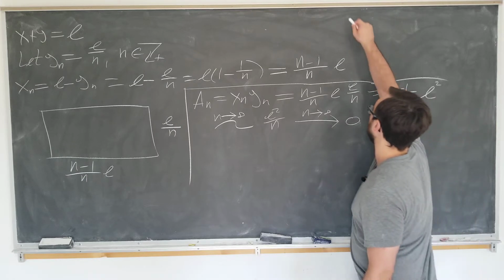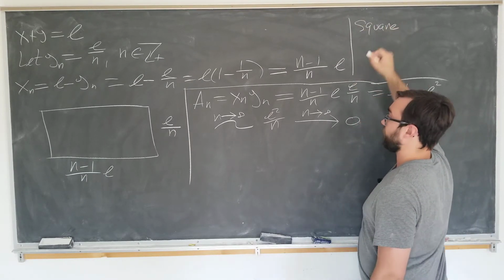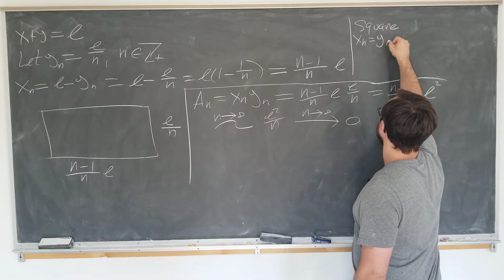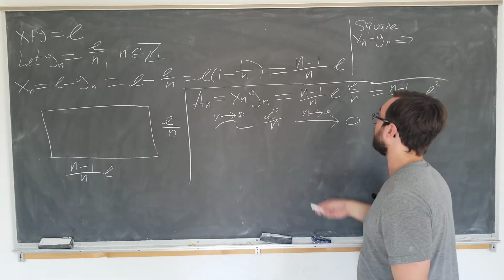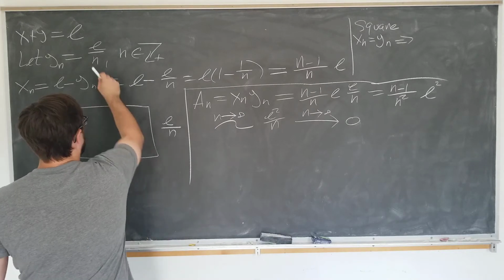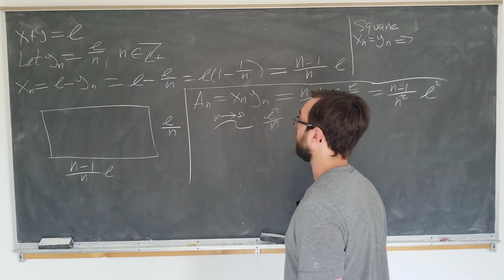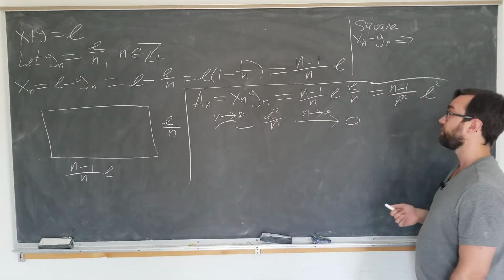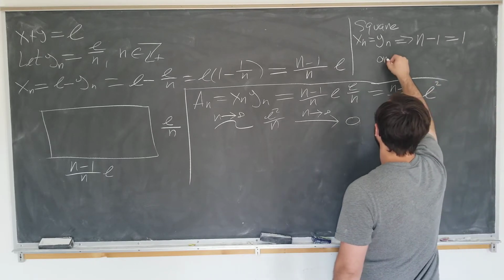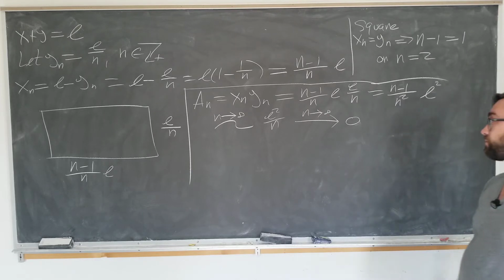And we want to talk about the square case. Okay, it's going to be a square when x_n equals y_n. And this tells us, okay, so we have this expression equal to this one. The denominators are the same, and the L is the same as well. So the numerators have to be the same for them to be equal. It tells us that n minus 1 is equal to 1, or n equals 2. This is the square case, n equals 2.